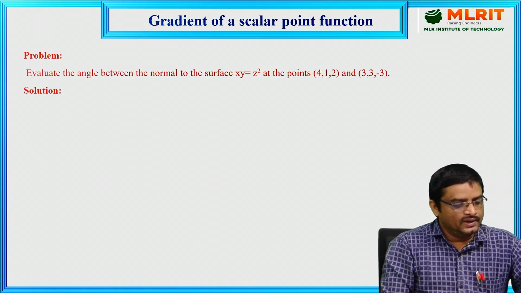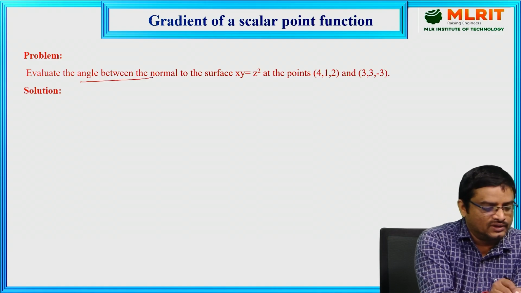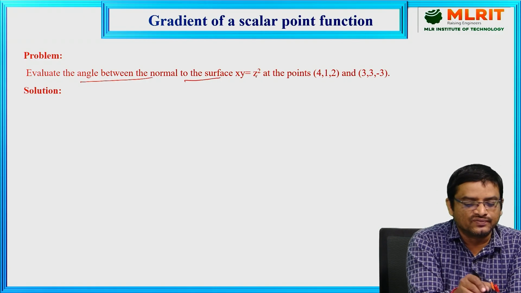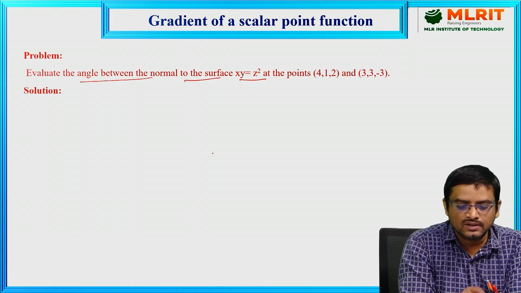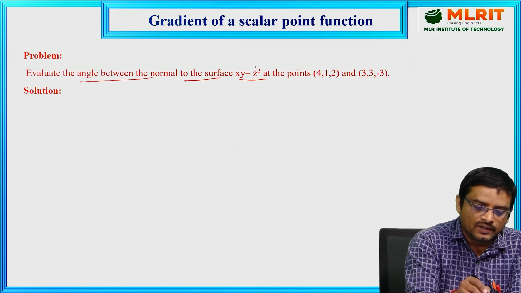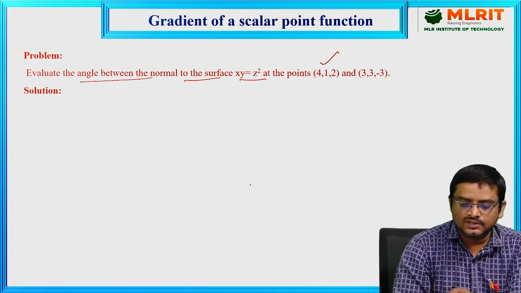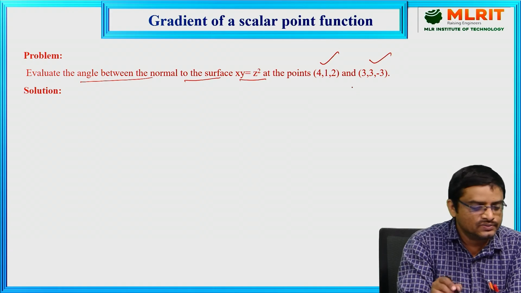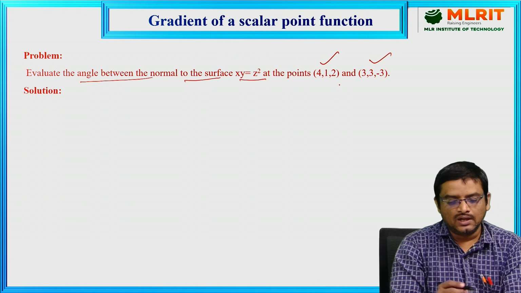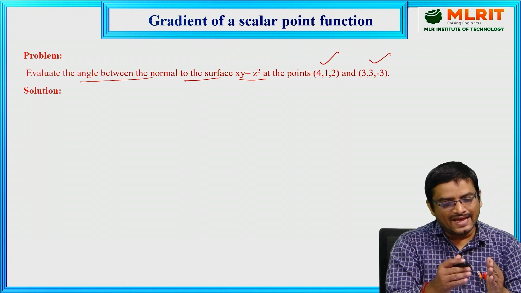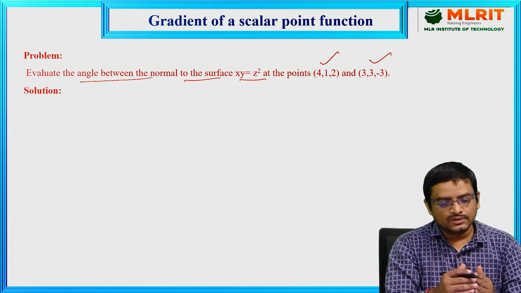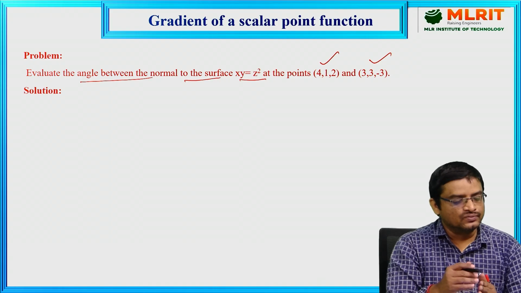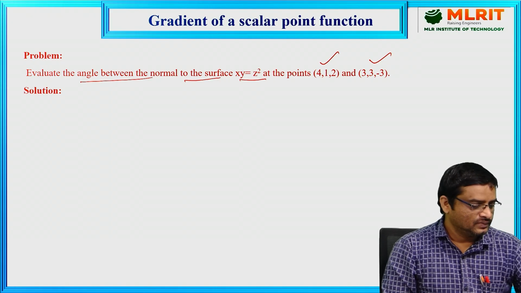Now we will take another problem: how to find out the angle between the normals to the surface. This is the surface he has given, and on this surface, this is one point and this is another point, and at these 2 points we have to find out the normals. And whatever angle these 2 normals make on that particular surface, we have to find out that angle. That is the meaning.